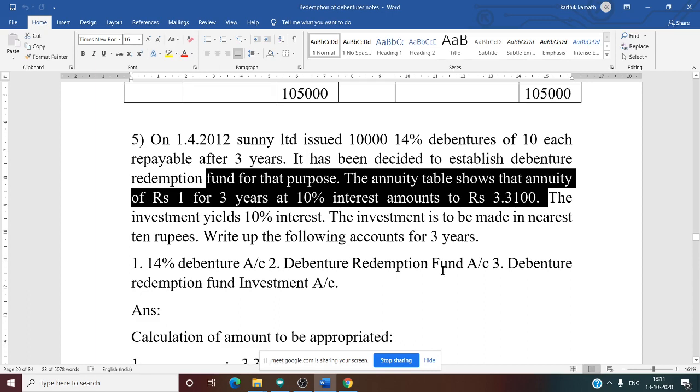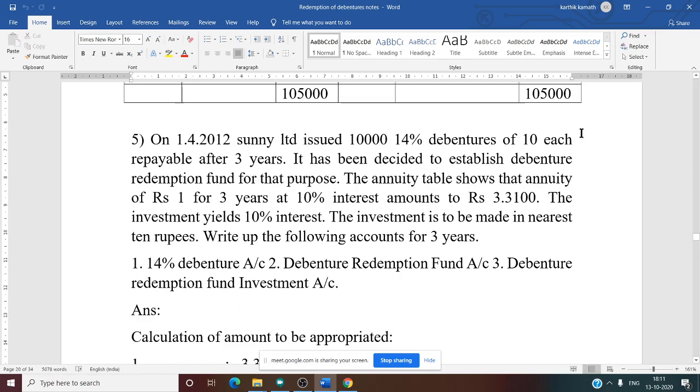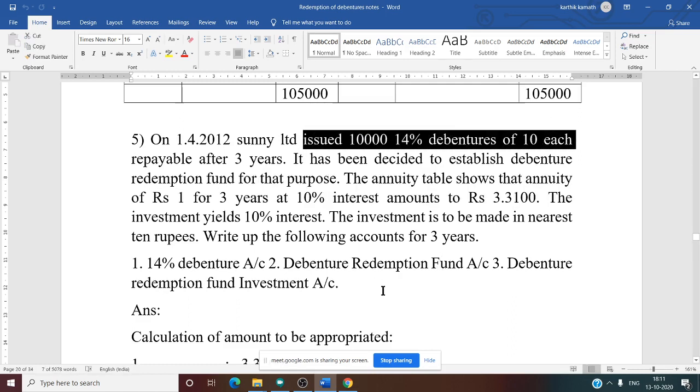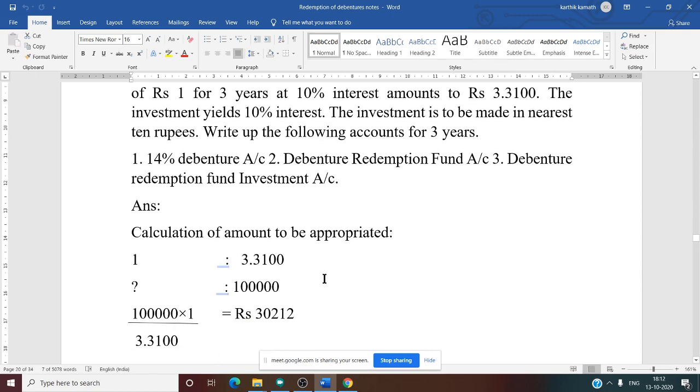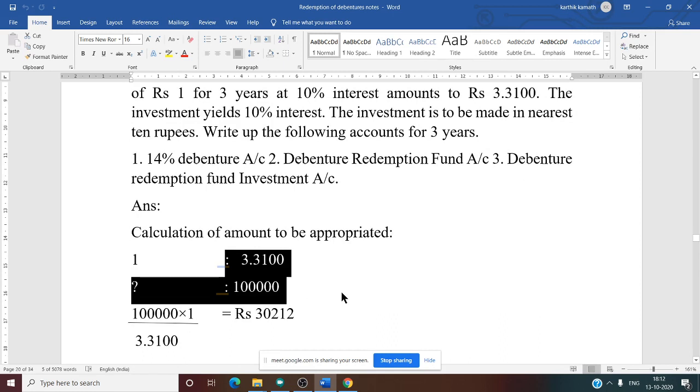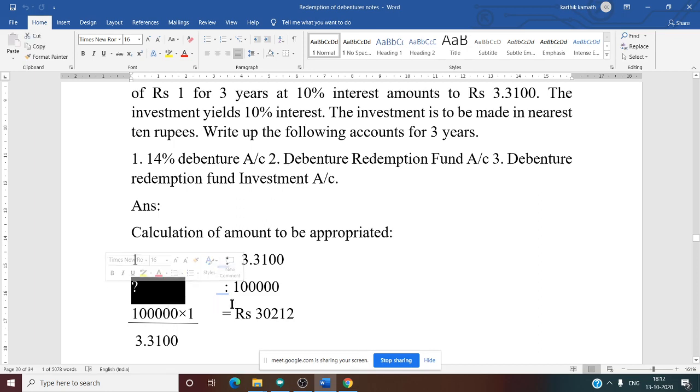while preparing working note number 1, that is the calculation of amount to be appropriated, we need to write the amount on the greater side. Greater side means, see, for 1 rupee 3.3100, and the amount paid by the company to the debenture holder. What is the amount paid by the company to the debenture holder? 10,000 into 10. There is no other information on how it is paid, whether at premium or at par. So we'll assume that it is at par. So 10,000 into 10, what is the amount? 1 lakh. So now 1 lakh you need to write on the side of 3.3100, instead of writing it here.